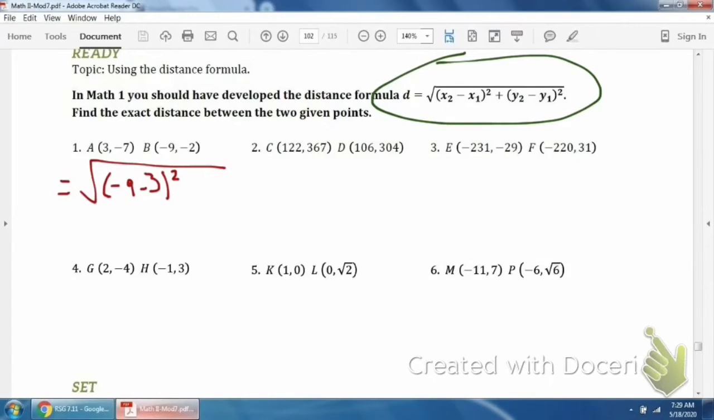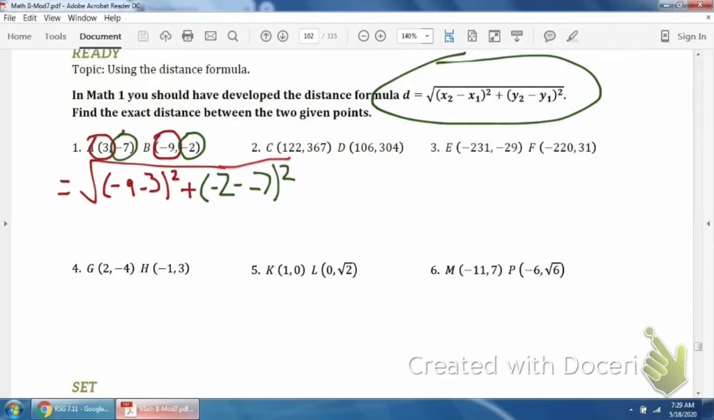Okay, so we have x2 minus x1 squared. And if you switch it around, it doesn't matter. If you do like 3 minus negative 9, it won't matter. And then it's plus, now it's y2 minus y1 squared. So that's this one minus this one squared. So now we got over here negative 2 minus a negative 7 squared. Okay, so that's kind of how it's set up.